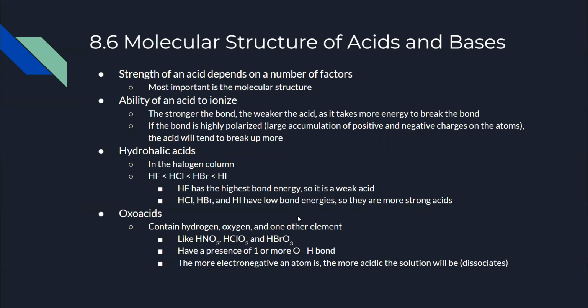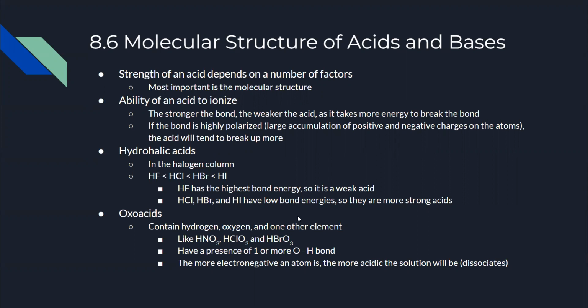Hydroxylic acids. In the halogen column, the weakest acid is HF, then it's HCl, then HBr, then HI. Due to the higher electronegativity, HF has the highest bond energy, so it's a weak acid because it takes so much more energy to break. But HCl, HBr, and HI have lower bond energy, so they're much stronger than HF. Strong acids are acids that dissociate more.